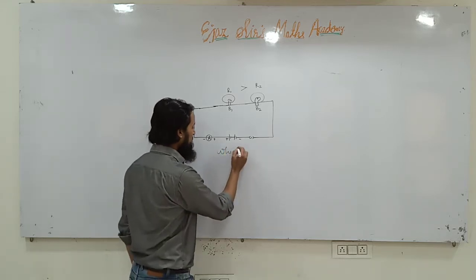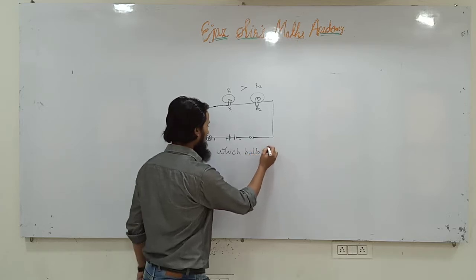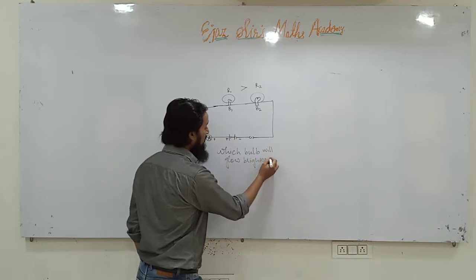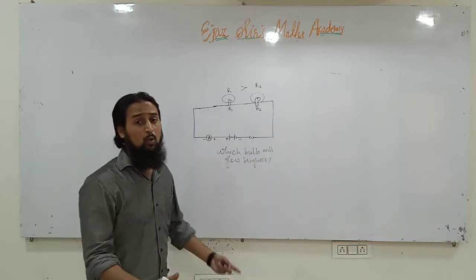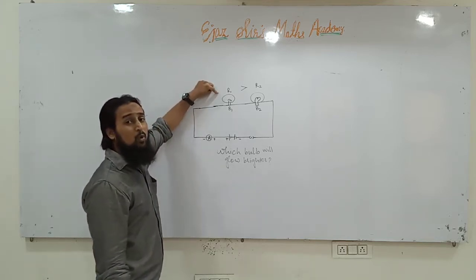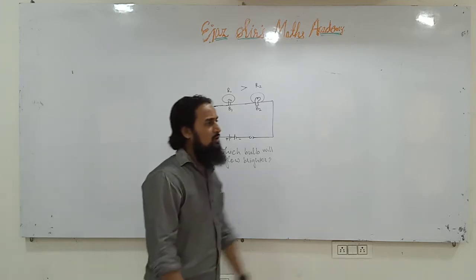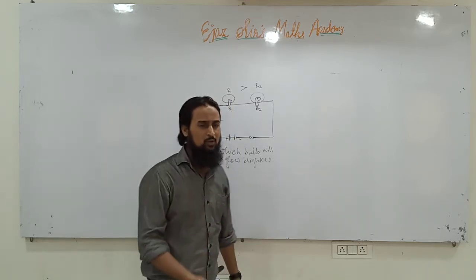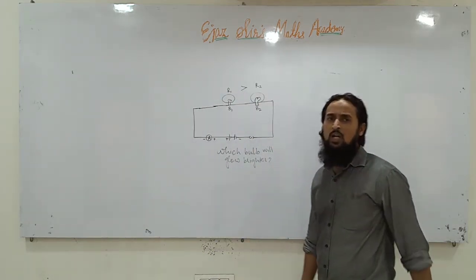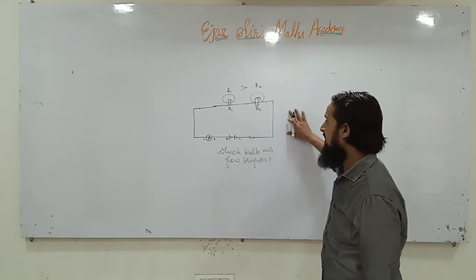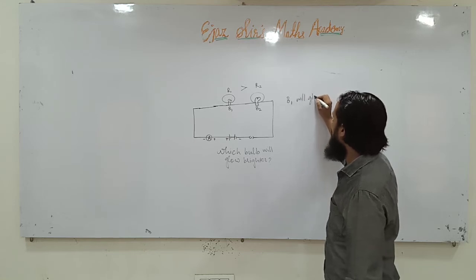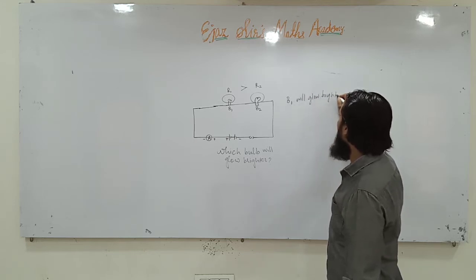Which bulb will glow brighter and which bulb will give more light? And our answer is C. Bulb number 1 will give more light. Some of you have given the answer to me on WhatsApp. But I think except one student, almost all are incorrect. What should be the correct answer? Bulb 1 will glow brighter. Now see why.